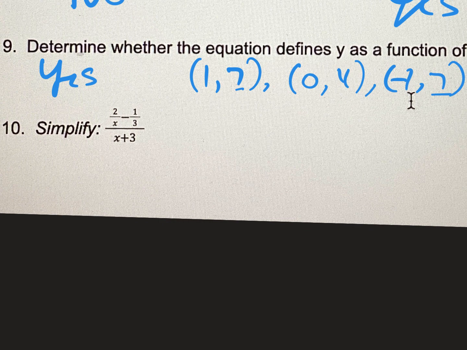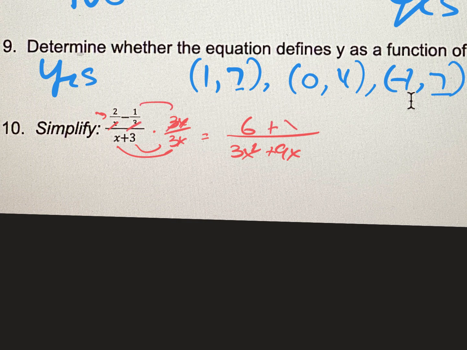All right, next one, simplify this complex fraction. Multiply the whole top and the whole bottom by the LCD, which is 3x. The denominator is easier. X times 3x is 3x squared. 3 times 3x is 9x. There's your denominator. The numerator, when I take this first term, the x's are going to cancel. That leaves 2 times 3, which is 6. The second term, the 3's cancel. That leaves a 1 times x, which is x.